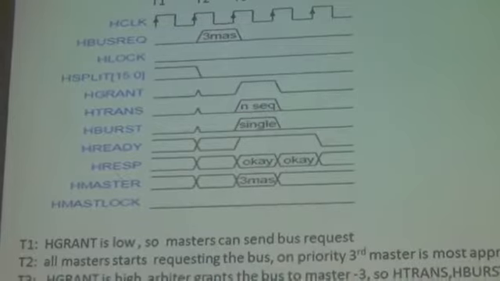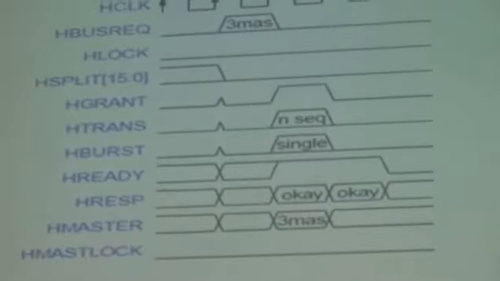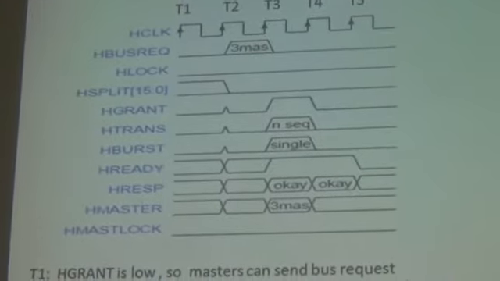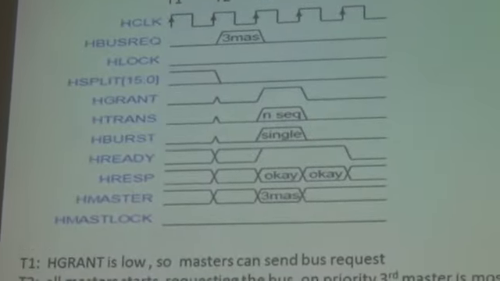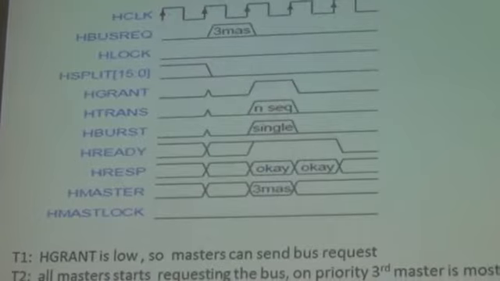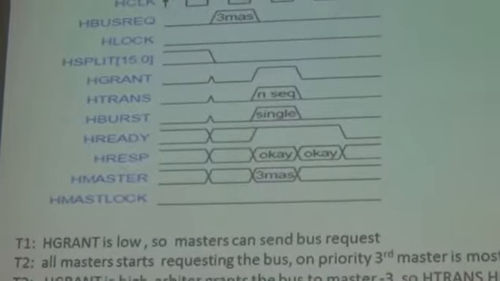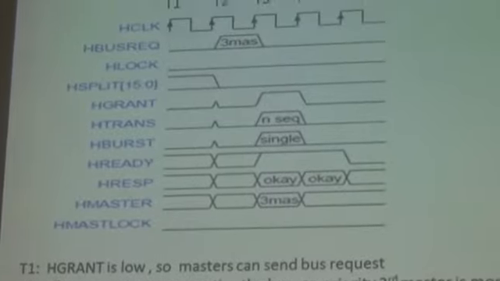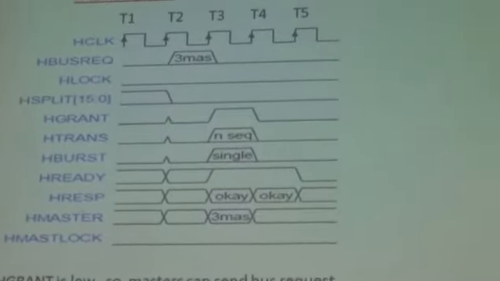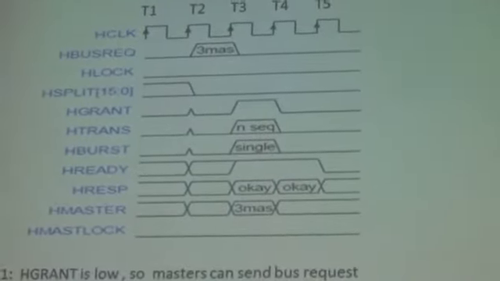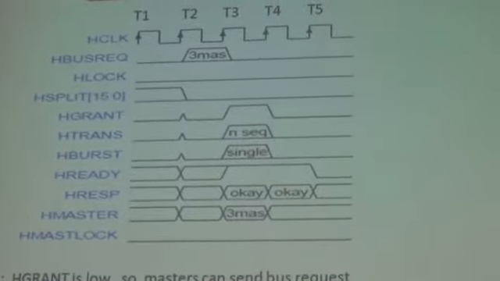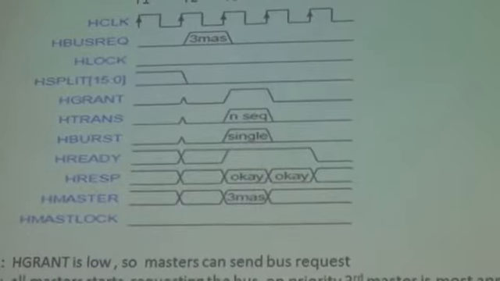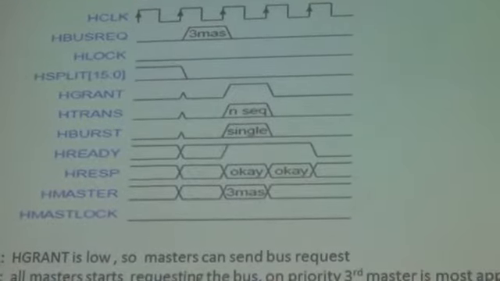First we will see which signals are mainly considered for the arbiter. One is HCLK, which is a global signal. Others are HBUSREQ, HLOCK, HSPLIT, HGRANT, HTRANS, HBURST, HREADY, HRESP, and HMASTLOCK. These are the signals which mainly take part in the AHB arbiter. You have seen that there are some input signals and some output signals.